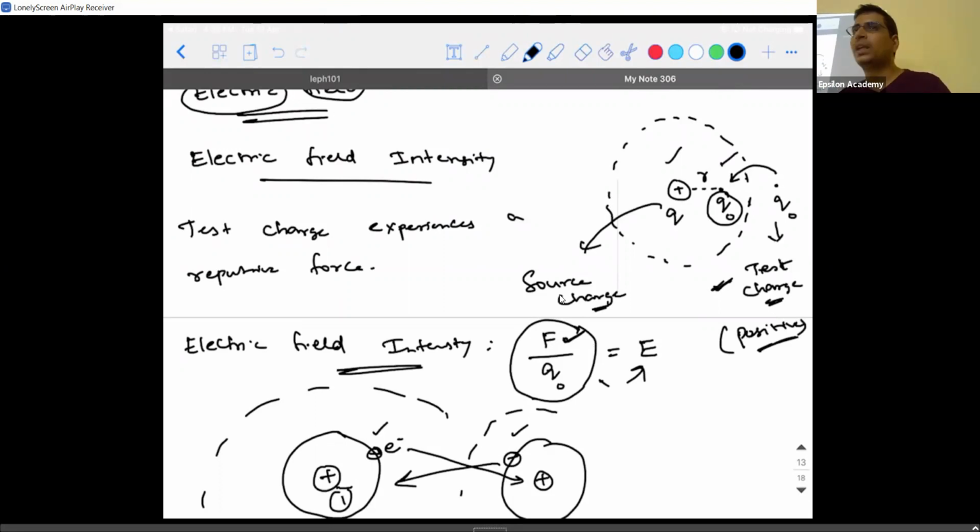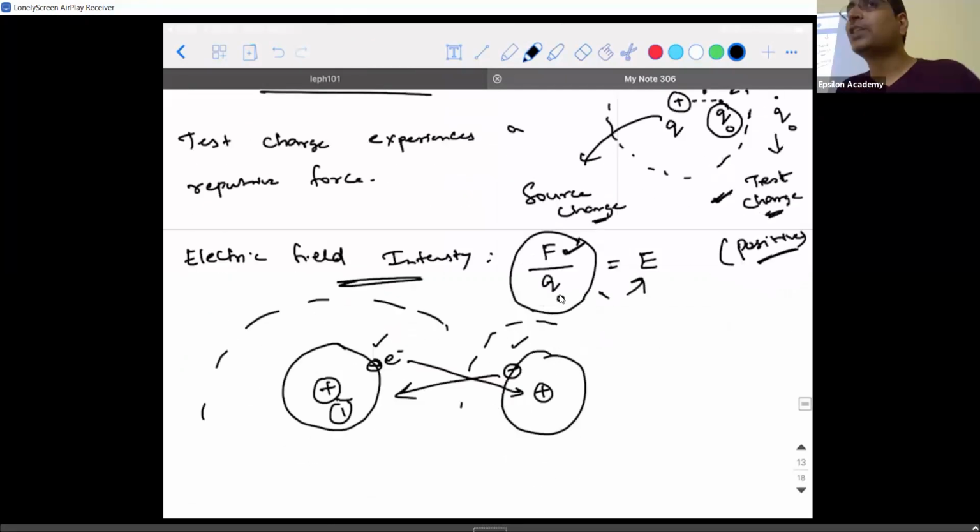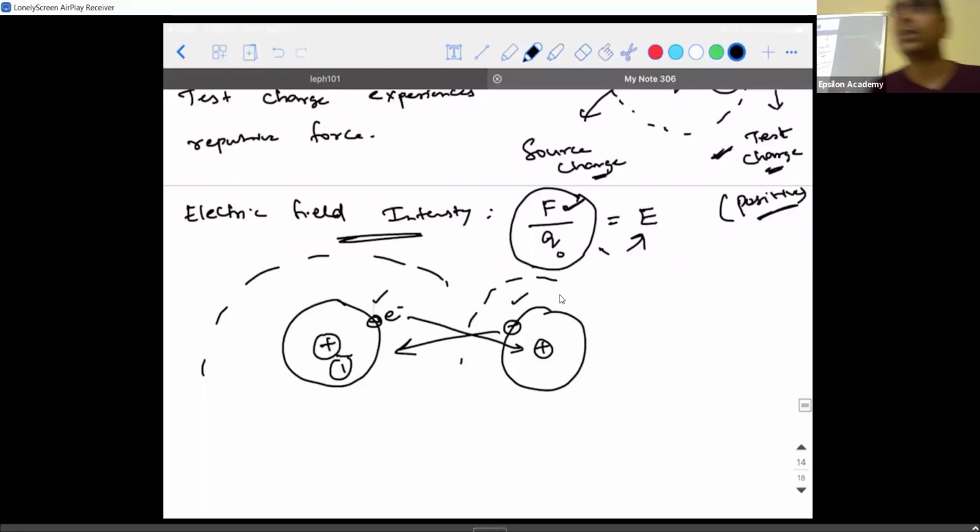I told you the source charge had an electric field, but then why not a question that the test charge is also having an electric field around it? I could have raised a question, but we never asked about it. So for this experiment to be done, one important point to be kept in your mind is the magnitude of test charge should be as small as possible. Please make a note of this point. The magnitude of test charge should be as small as possible, due to which what do you think will happen?